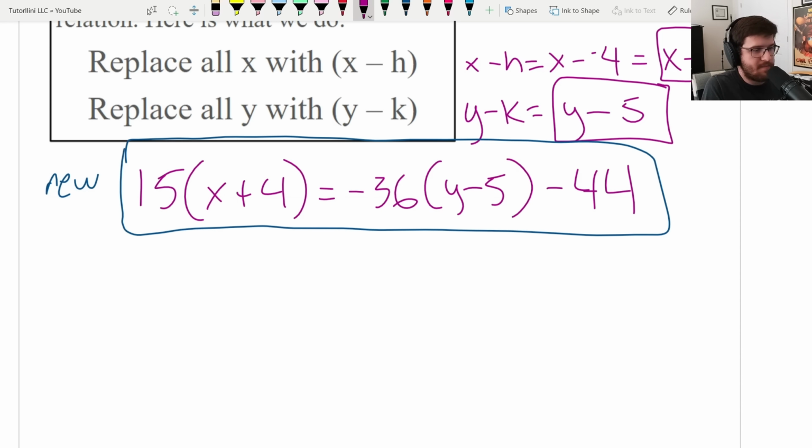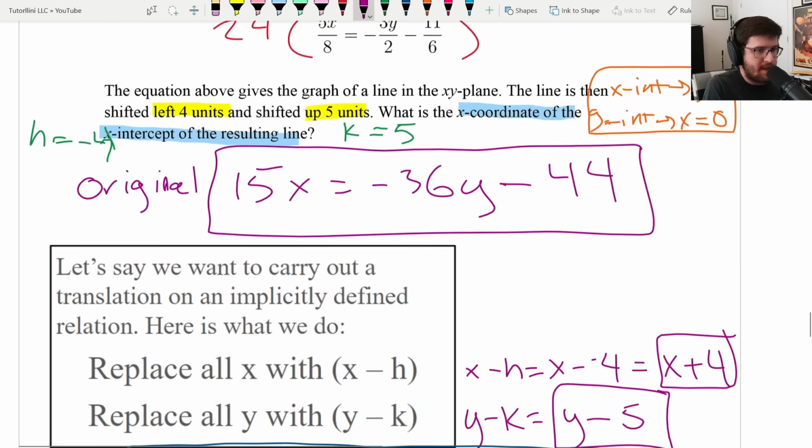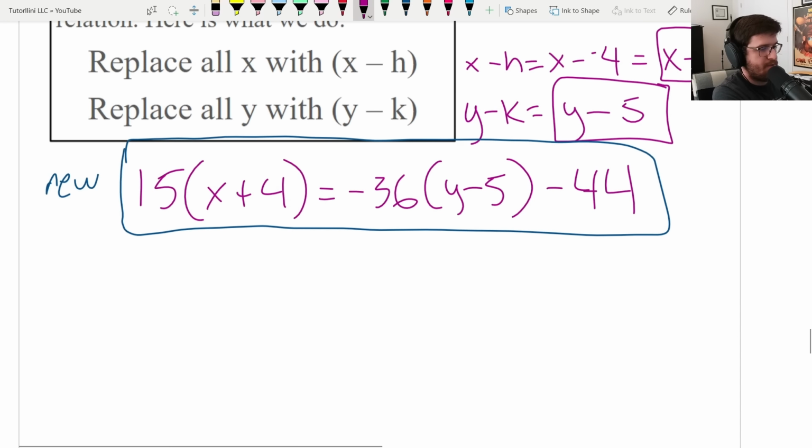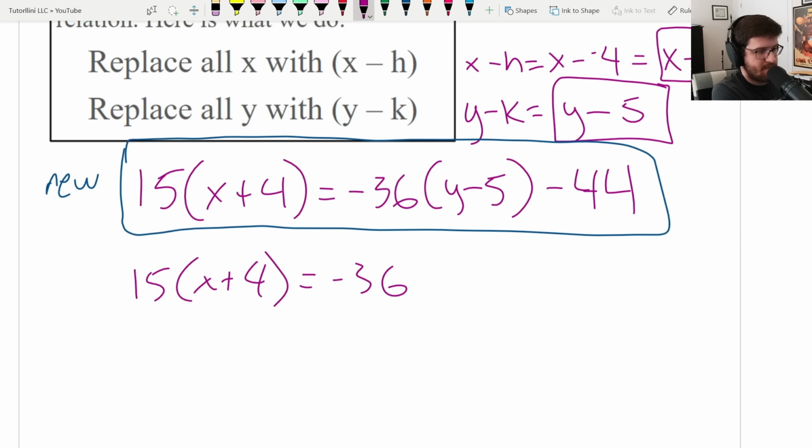Here's what we're going to do. We're going to make y equal to 0. So let's do 15 times x plus 4 equals -36 times 0 minus 5 minus 44. Okay, so that's -5 times -36. That's 180. And then minus 44, that's 136.